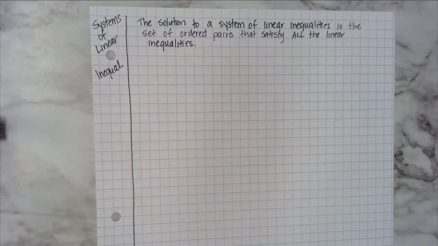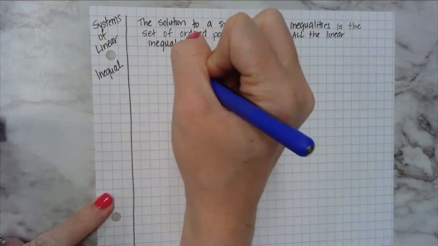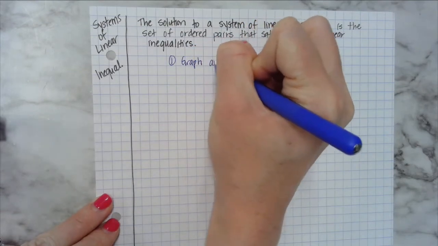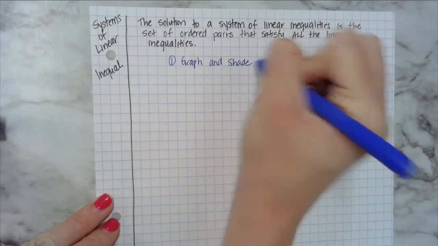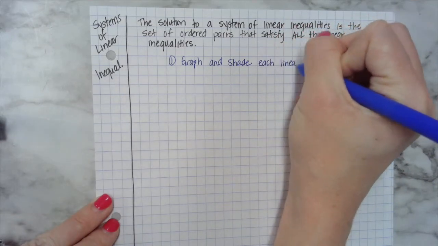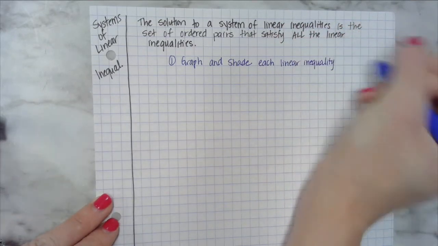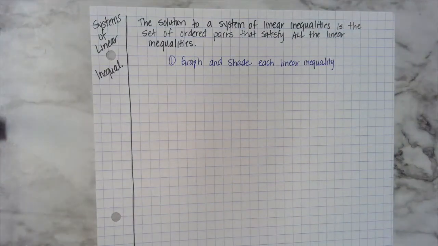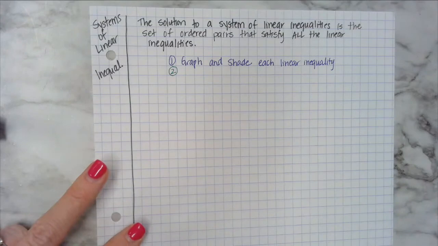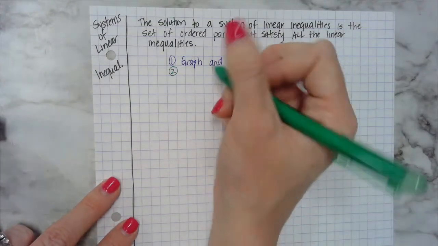Step one would be to graph and shade each inequality in our system. So step one, graph and shade each linear inequality. And then step two is just to know that the solution to the system is where the shading overlaps.